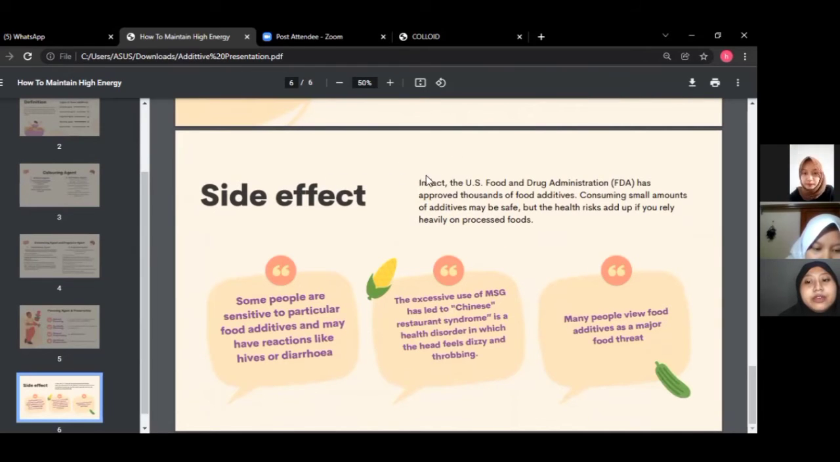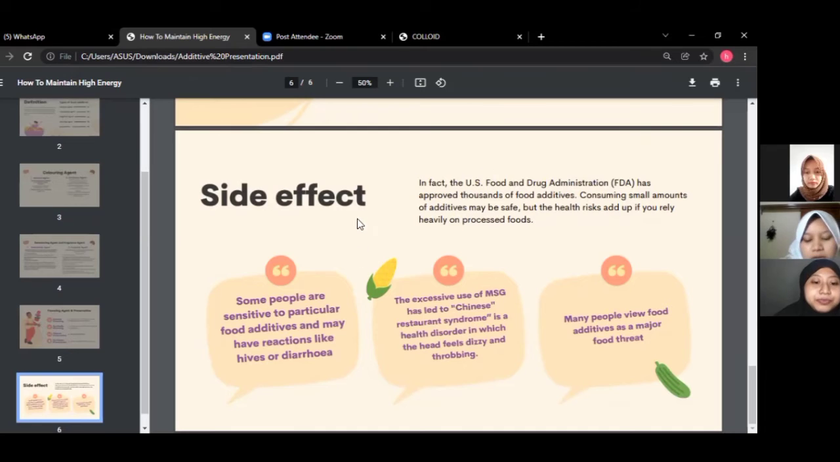Side effect if we use the food additives. In fact, the U.S. Food and Drug Administration, or FDA, has approved thousands of food additives. Consuming small amounts of additives may be safe, but the health risks add up if you rely heavily on processed foods.